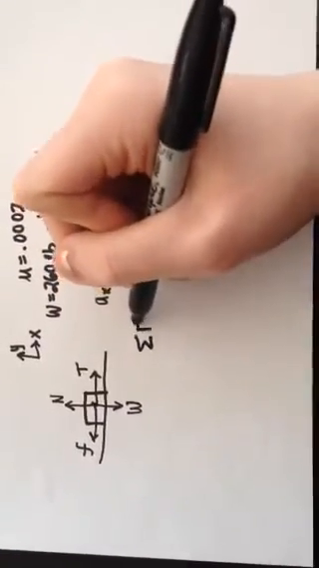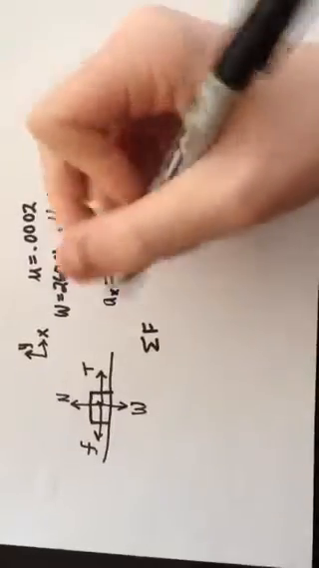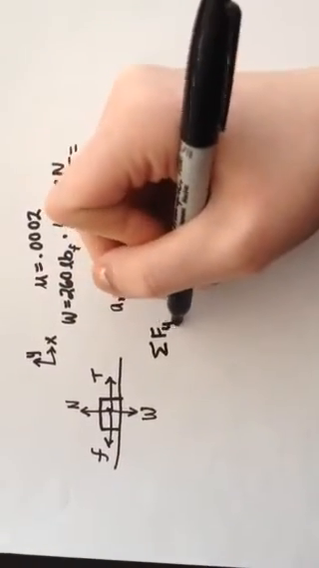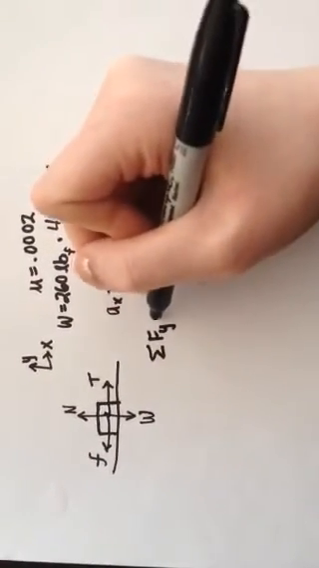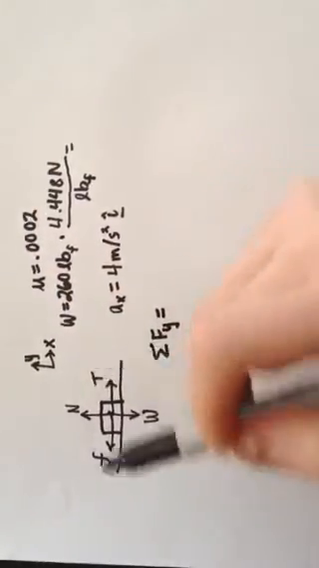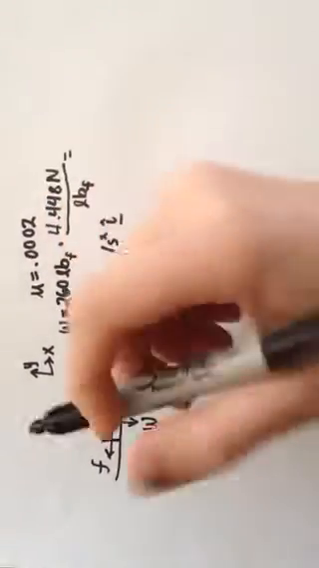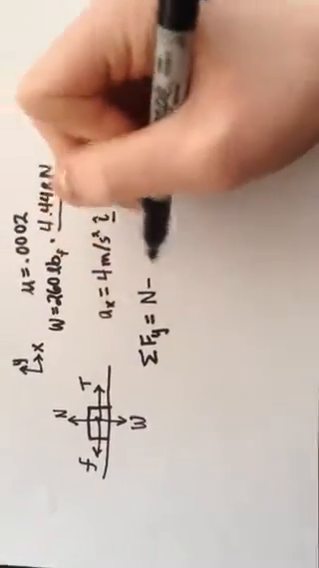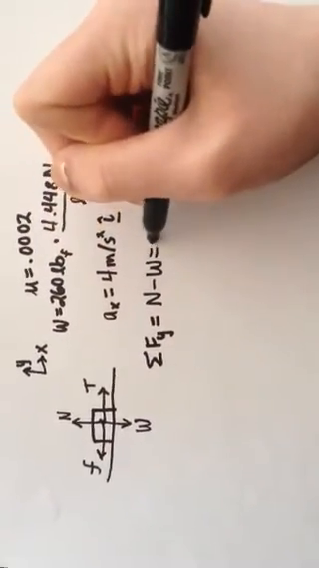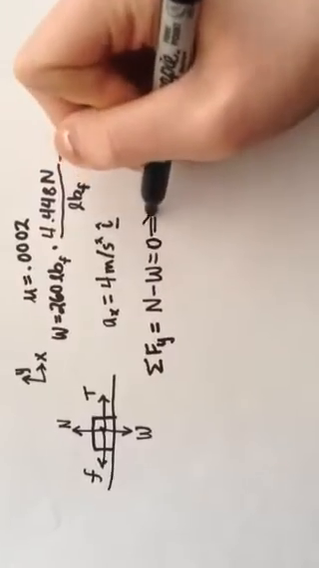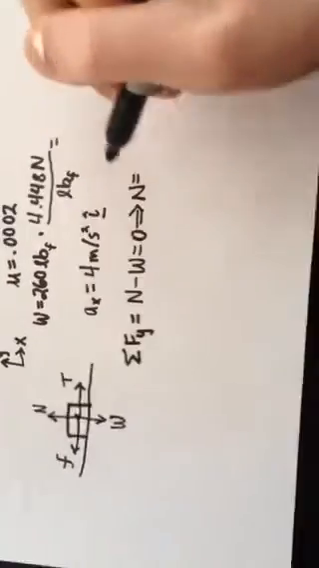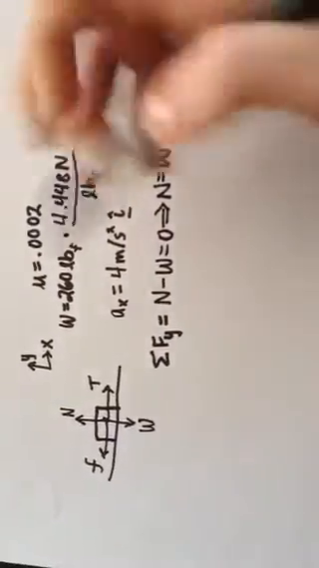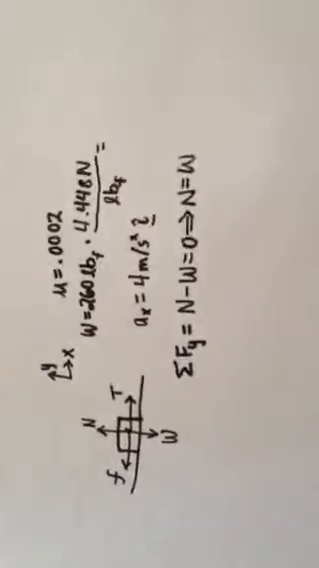Okay, so now we just do equilibrium. We know that in the y it shouldn't be accelerating, it's just moving in the x. So in the y, it should be normal force minus the weight of the object equals 0, or the normal force equals the weight, equals whatever this is in newtons.